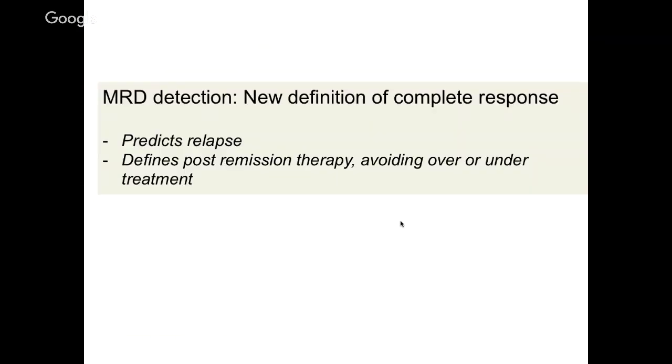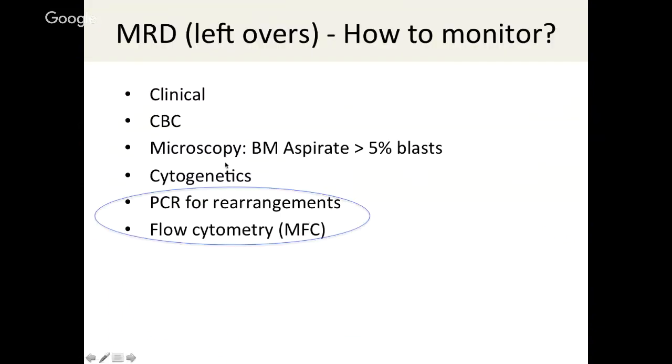Now, MRD detection is a new definition of complete response, especially in B-cell ALL, which is the commonest leukemia in children. And it predicts relapse, and also it defines post-remission therapy, avoiding over-treatment or under-treatment. So basically, MRDs are leftovers, as you say. As I mentioned, PCR and flow are the most important modalities to detect MRD. However, the other ones are equally important, which are clinical. If the patient walks into the OPD and the medical oncologist, just by talking and looking at the patient, can guess at least that it looks like clinical remission, then you do CBC, you do microscopy, you do cytogenetics. So all are important.